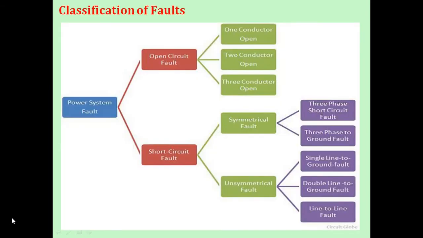Classification of faults. Power system faults are open circuit faults and short circuit faults. Open circuit faults: one conductor open, two conductors open, three conductors open. Then short circuit faults: symmetrical faults and unsymmetrical faults. Symmetrical faults mean three phase short circuit fault and three phase to ground fault. Unsymmetrical faults are single line to ground fault, double line to ground fault, and the line to line fault.